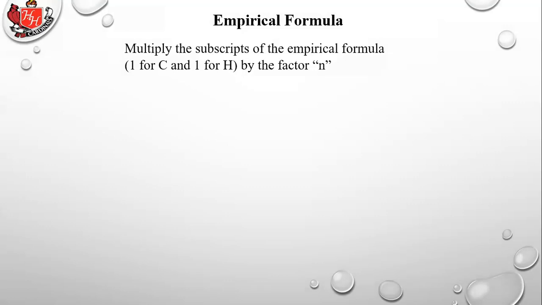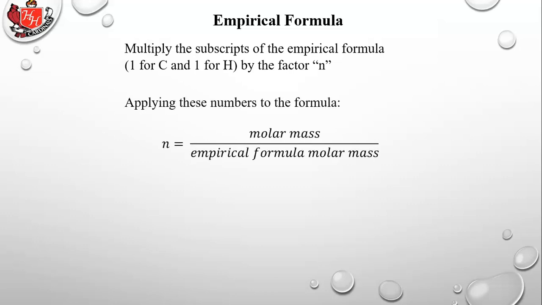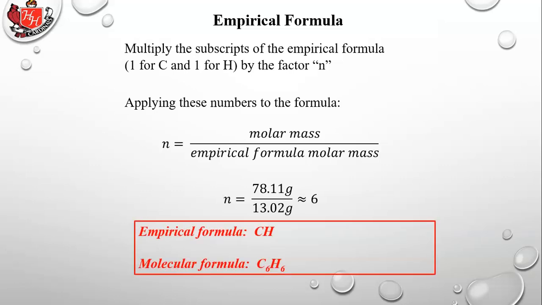So multiply the subscripts of the empirical formula, that's 1 for C and 1 for H, by the factor N. So here we're going to compute the factor N. There's that formula again, and it's going to be 78.11, the actual molar mass, over the empirical molar mass that we just calculated, 13.02, and that gives you approximately an N factor of 6. So therefore we multiply the subscripts in the empirical formula, 1 for carbon and 1 for hydrogen, by 6. And you come up with the molecular formula, the actual molecule that exists in the real world, and that's C6H6. So again, there is no molecule CH.